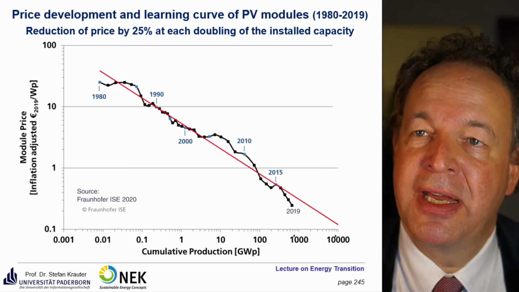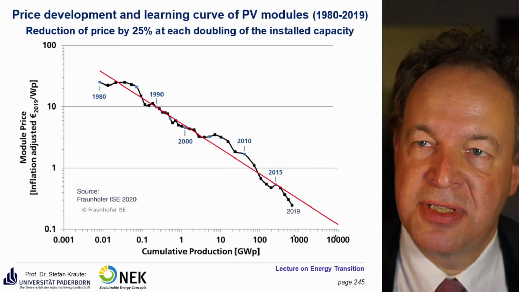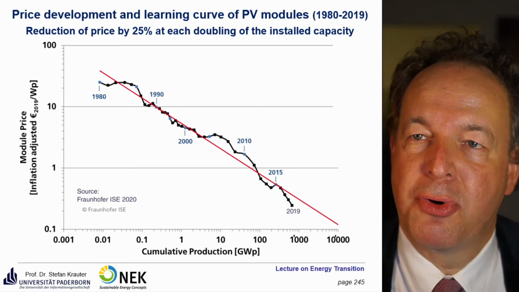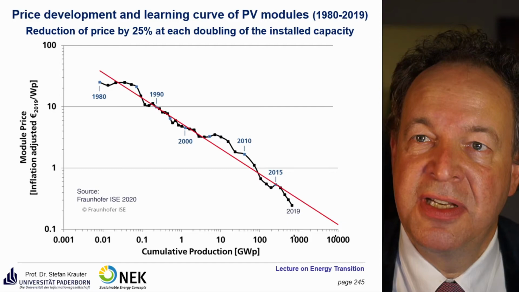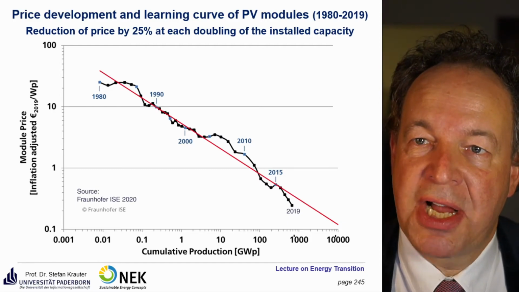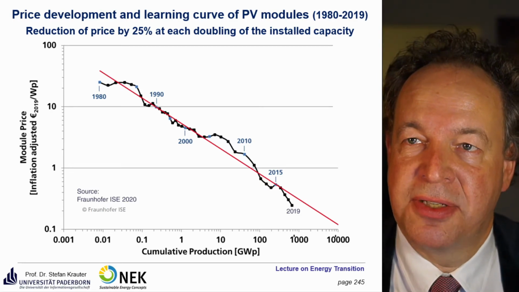So if you quickly ramp up production, as Germany did in the early 2000s, then there's a significant price reduction. You see here, for example, if you go from the year 2000 to 2010 to 2015, production drastically increased, and so did the price reduction.